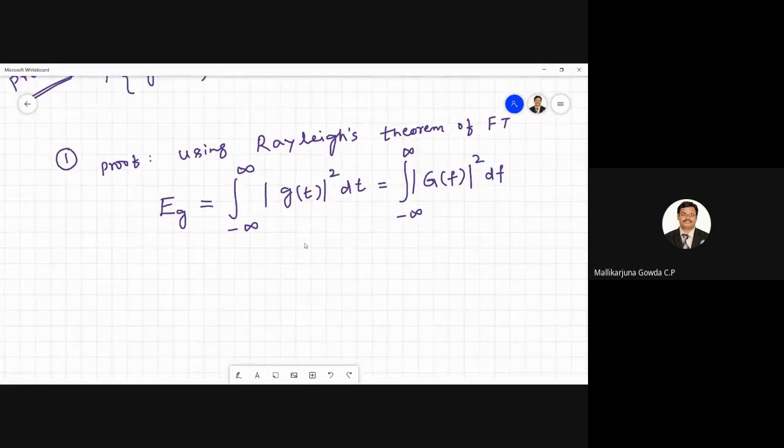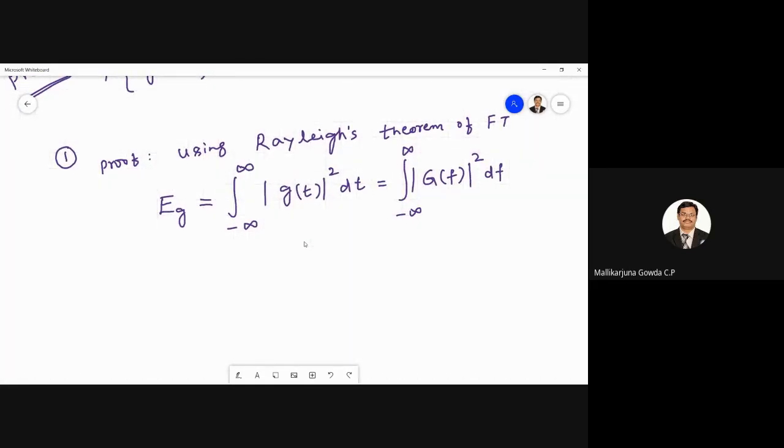In the same way, I can write the energy of the signal for the Hilbert transform of the signal g(t). So this ĝ indicates the energy of the Hilbert transform of the signal, which is equal to the integral from minus infinity to infinity. Just replace g by ĝ(t): |ĝ(t)|² dt.